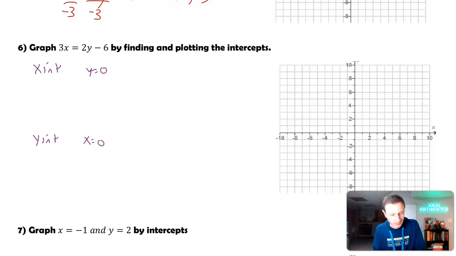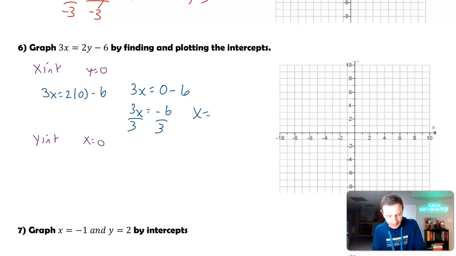So the x-intercept is going to be 3x equals 2 times 0 minus 6. 3x equals 2 times 0 is 0, 0 minus 6. 0 minus 6 is negative 6. Divide by 3. X equals negative 2. So the point there is going to be negative 2, 0.